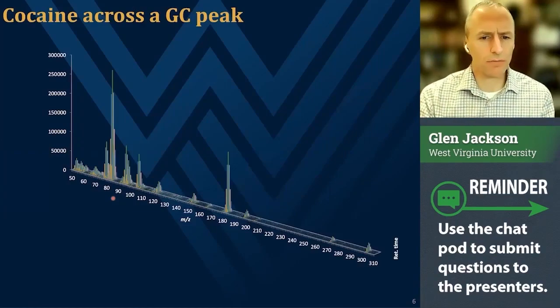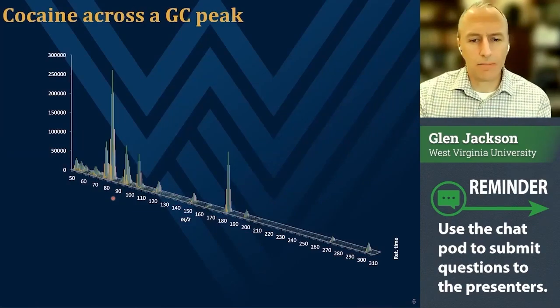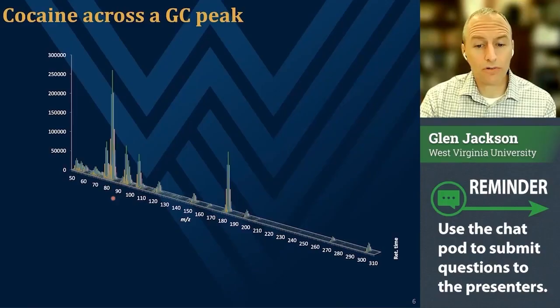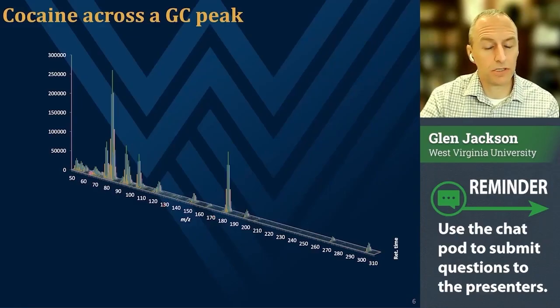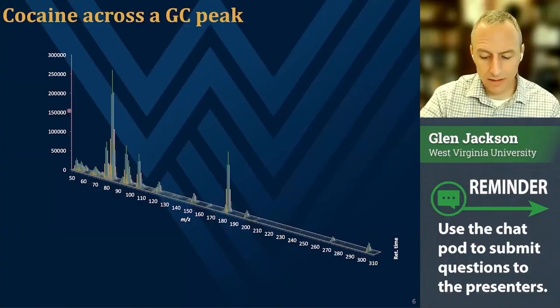So let's look at the real source of the problem here. Here's cocaine across a GC peak, and I've zoomed in on the chromatogram. We're just looking at about 8 spectra across one peak. You can see on this dimension the mass to charge ratio, and in this dimension the abundance or the intensity.